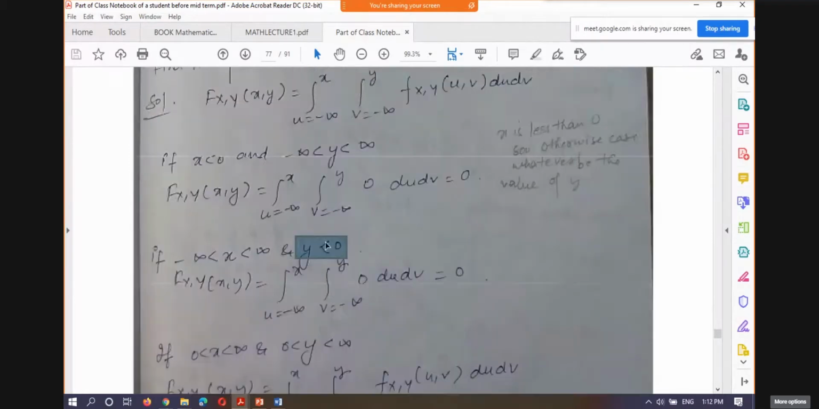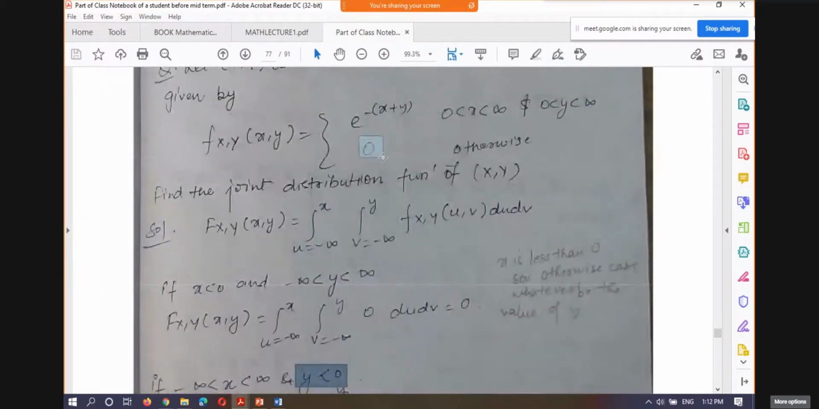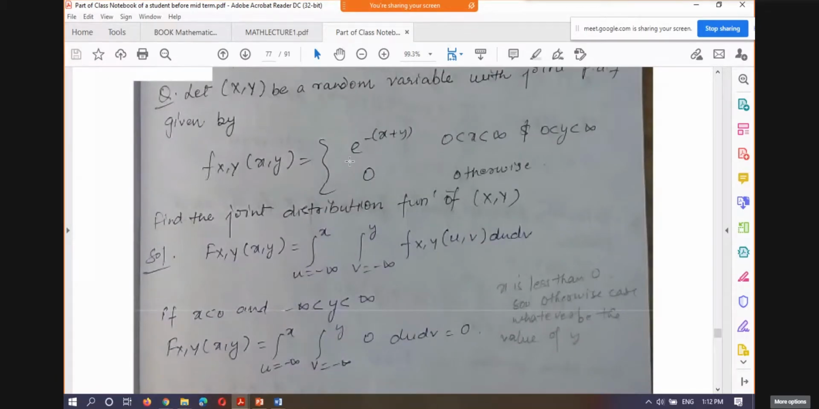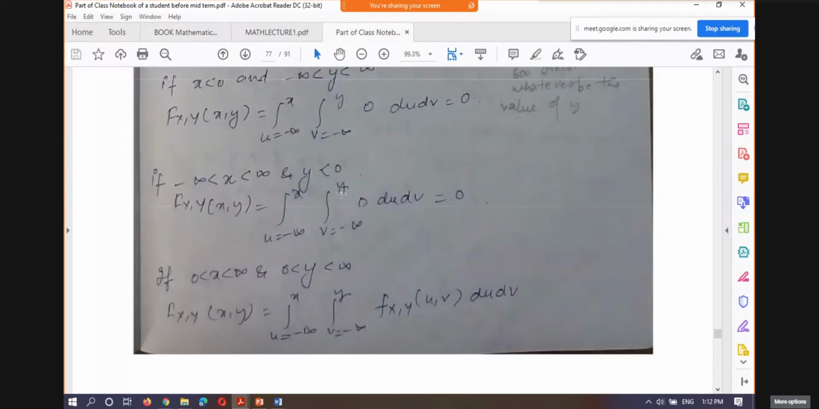In that case, again, it lies in this, because when we are taking v from minus infinity to y, you have to write the value of this. But v is taking values from minus infinity to y, and y itself is less than 0. So for any such value, they are also less than 0, and for less than 0, f(x,y) is 0. So here you are again getting 0.